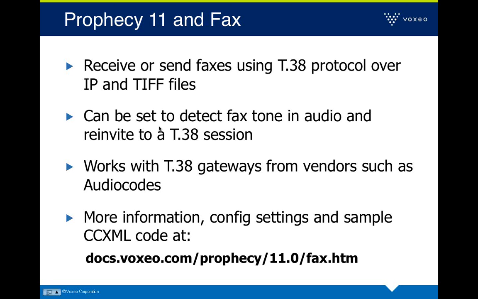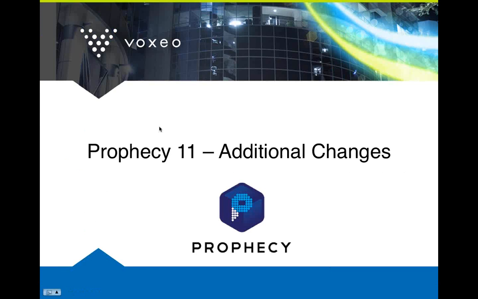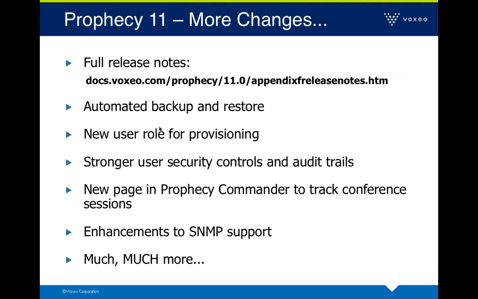So those are the major things: wideband, IPv6 and fax support. Now there was a lot more that we added in the release notes. If you go into the Prophecy 11 documentation, there are some lengthy release notes with all sorts of links that go into a great amount of changes we made. Some of the ones that people using Prophecy may like right off the bat: we have some automated backup and restore capabilities, so you could basically have almost a hot standby, more or less, with that automated backup restore. We've done a lot with security and auditing in this release.